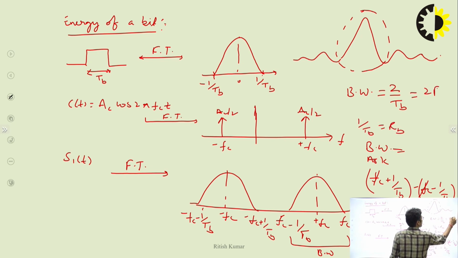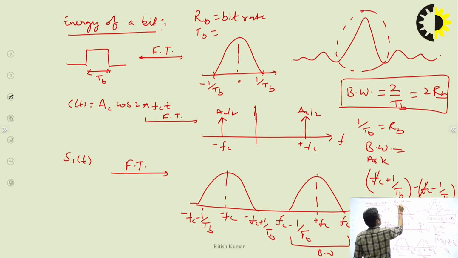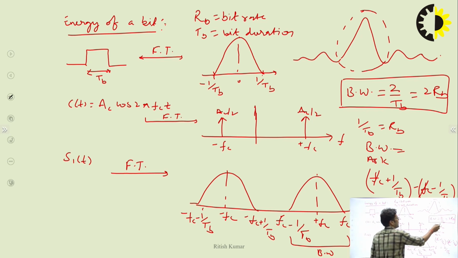So that's why the bandwidth is twice of Rb, where Rb is the bit rate and Tb is the bit duration, as we have in this. This is the bit duration. So this is the bandwidth of the ASK signal that we have. From this analysis, the next point: what should be the energy from this bandwidth? Energy we can correlate.